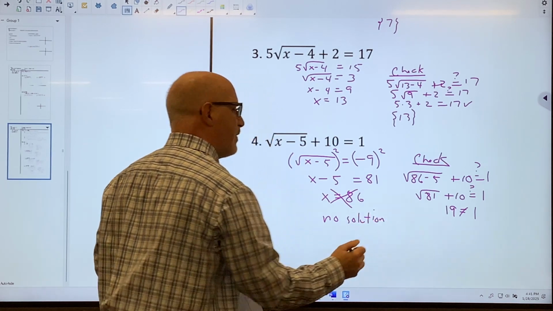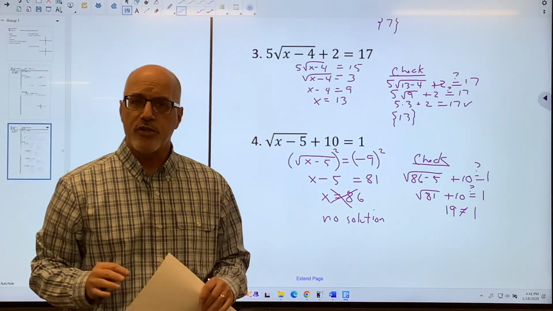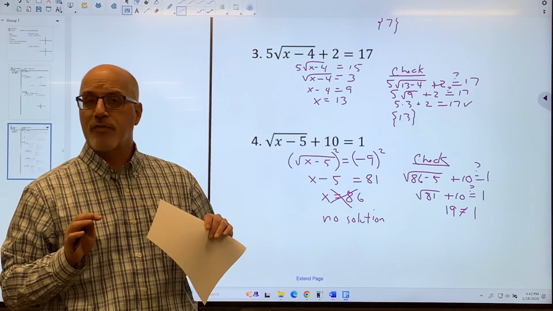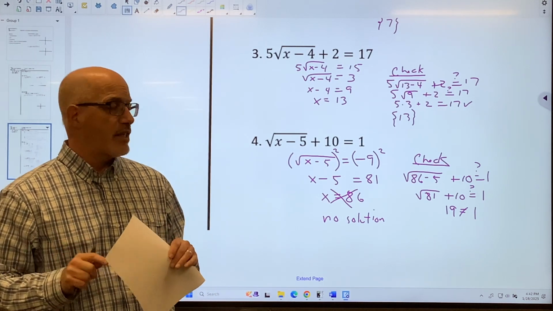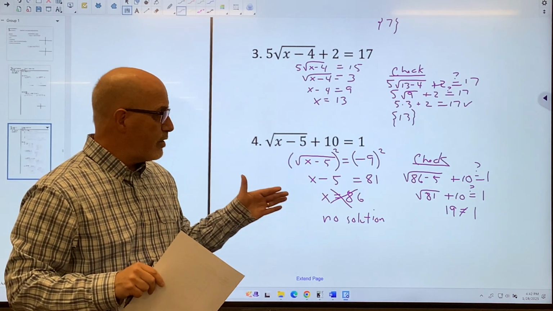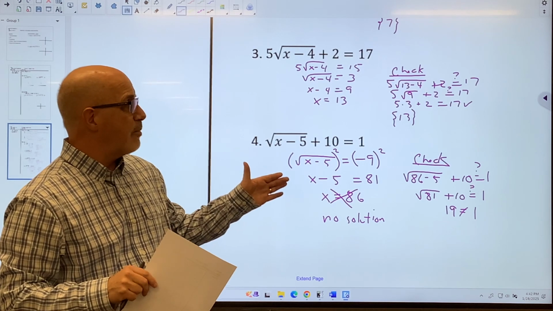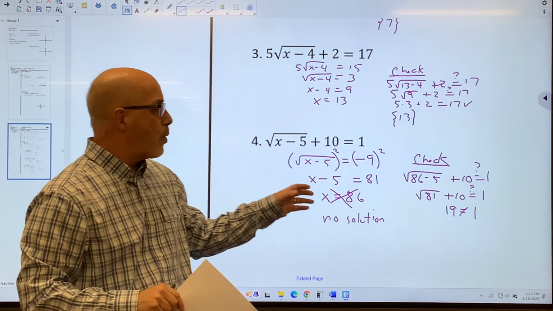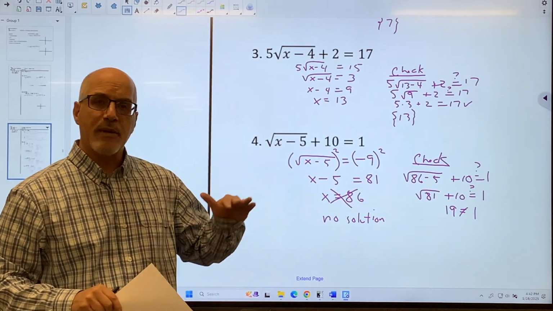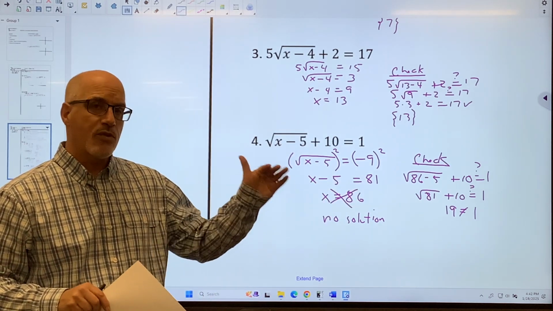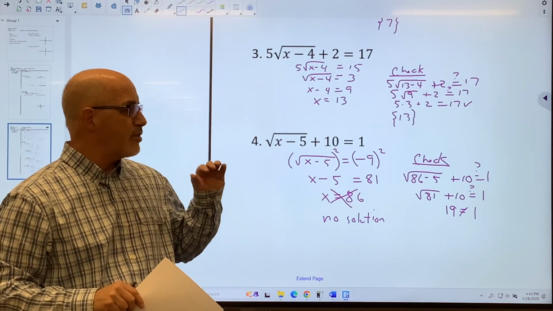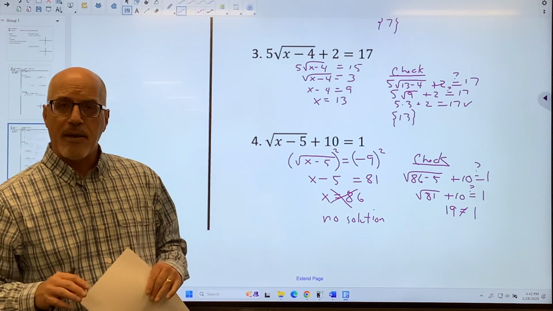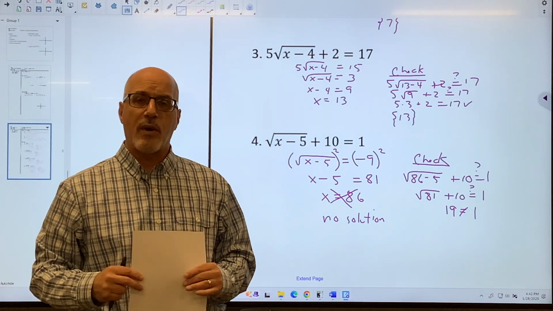So when you're solving radical equations, you follow your steps: isolate, solve, and then check your answers. You can have situations where you create extraneous solutions, like the final problem, where when you check it, it doesn't work because by squaring both sides, we made a negative into a positive, and that meant that the solution that was created is not a solution to the problem. So follow the steps and solve your radical equations.